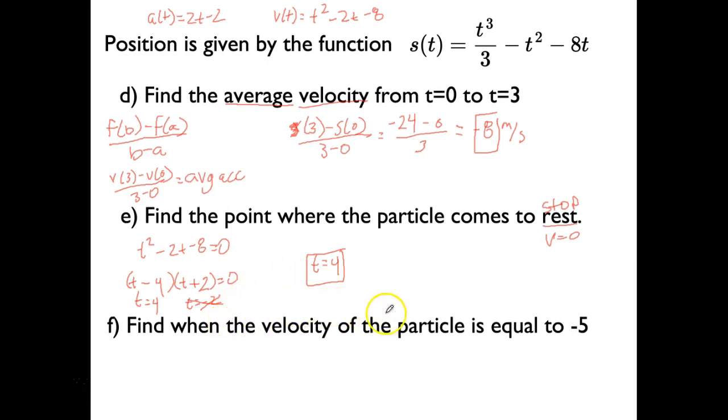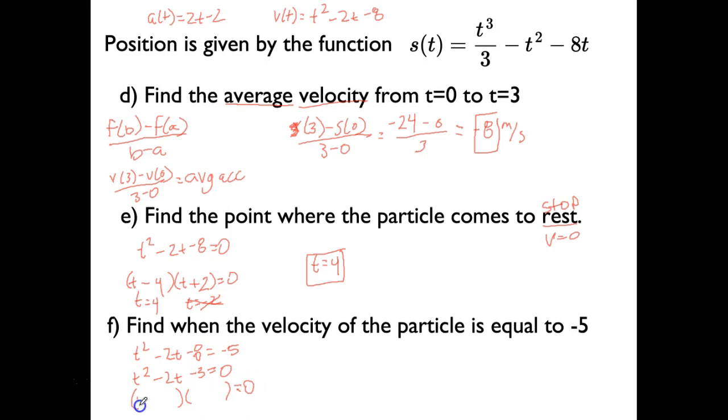Find when the velocity of the particle is equal to negative 5. Well, when velocity is equal to negative 5, we're going to set velocity, which is that same equation we just had, equal to negative 5, right? We're going to have to figure this out. Let's add the 5 over. So we're going to have t squared minus 2t minus 3, because we add the 5 over. And then it looks like we can factor again.